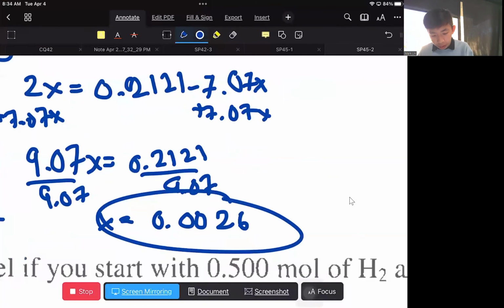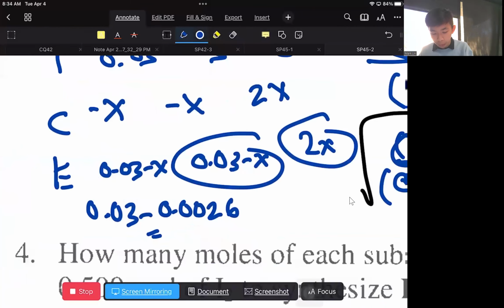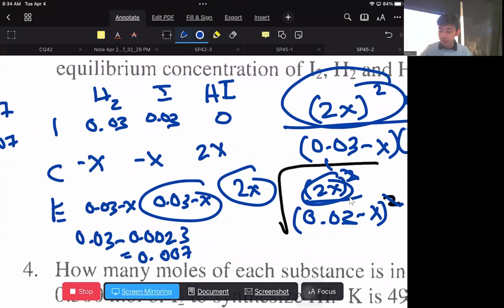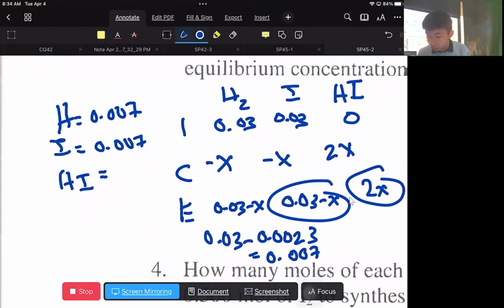will give you maybe 0.0023, right? And then right here, this will be 0.0023. So 0.03 minus 0.0023 will give you 0.0277. That'll be for H, and the same thing for I. So if the rate also doubles, then HI will be 2x, so 0.0023 times 2 equals 0.0046.